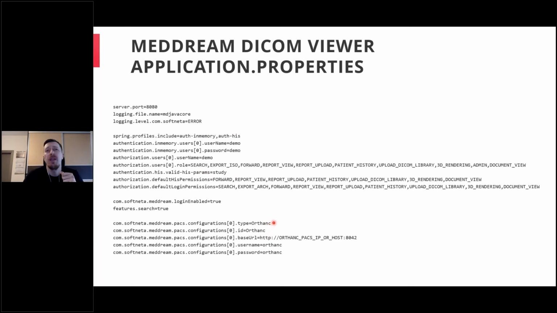Also, if you have your own PACS running on your server and you would like to access it with MedDream, you would need to configure it. This is a configuration example of how you can configure it. You would need to enter your PACS ID. In this case, for example, Orthanc, you would paste the Orthanc server IP address, and you would paste the username and password. And in this sample, you would configure MedDream Viewer to access your Orthanc server and show the images.